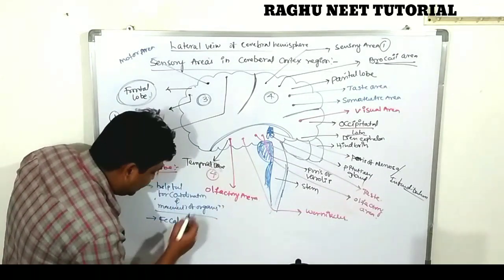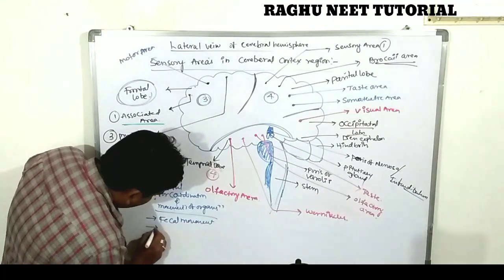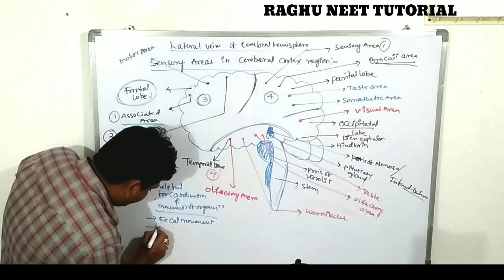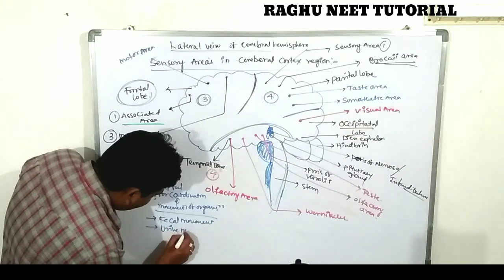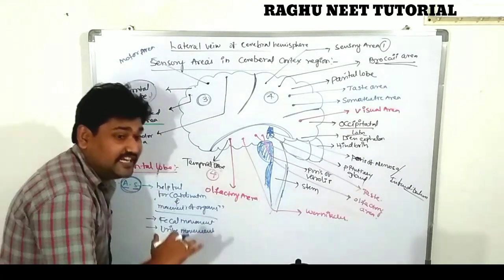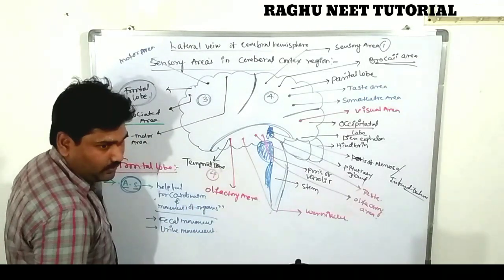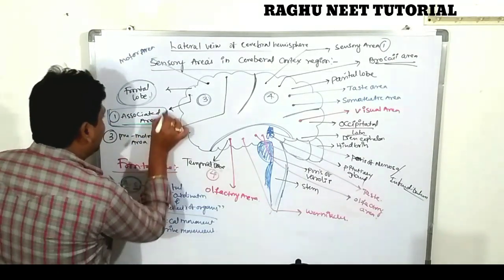In the large intestine, there is fecal movement, which is peristaltic movement. Next, there is urine movement, and so on. These are coordinated by the associated sensory areas. Are you clear? The associated sensory areas are located in the frontal lobe in the cortex region.